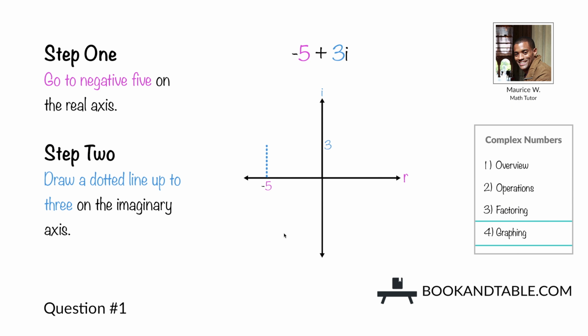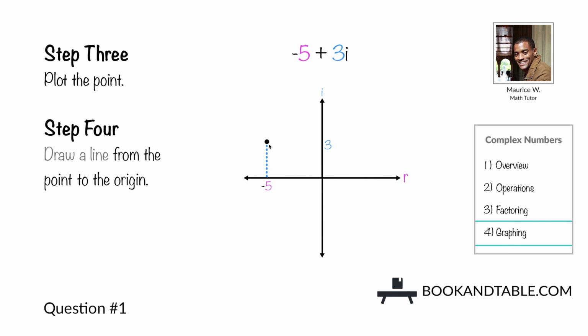Question number 1, we're asked to find the argument of -5 plus 3i. So step 1, go to -5 on the real axis. Step 2, draw a dotted line up to 3 on the imaginary axis, and then plot the point. You then draw a line from the point to the origin, creating a right triangle, and the angle closest to the origin is our alpha angle. So the alpha angle has a side adjacent to it with a length of 5, the real number. And the alpha angle has a side opposite of it that is equal to 3, the imaginary number.